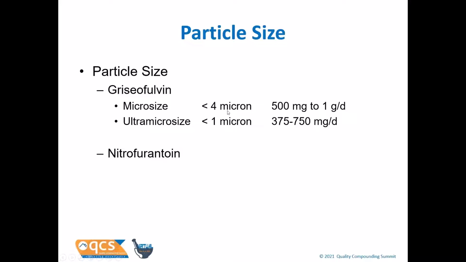They made a new product. It was ultra micro-sized with less than 1 micron in particle size. But look at what's happened to the dose. The dose was decreased from 500 to 375 milligrams, or from 1 gram per day to 750 milligrams per day. So a decrease in particle size resulted in an increase in the bioavailability of the drug. So this is the situation where particle size reduction is good. There's also a situation where particle size increase is good.